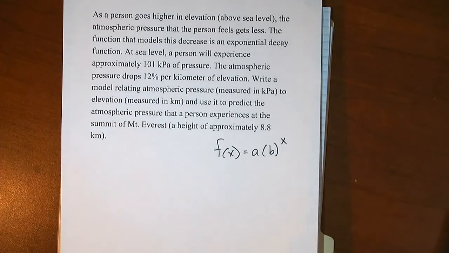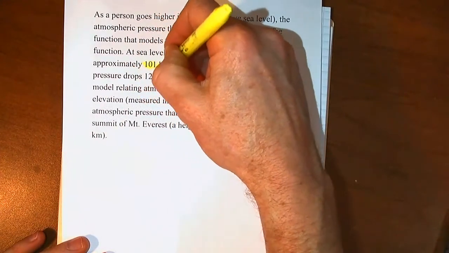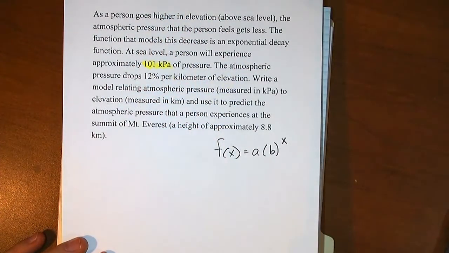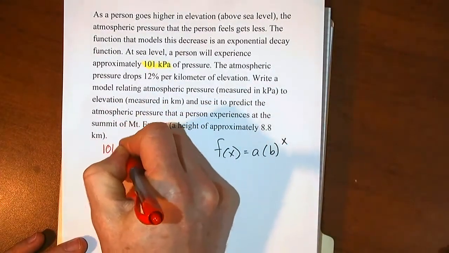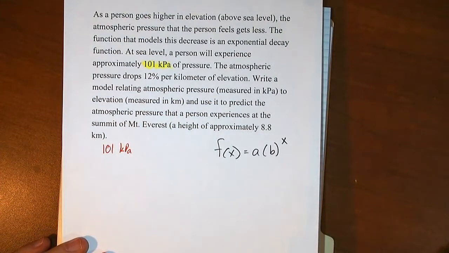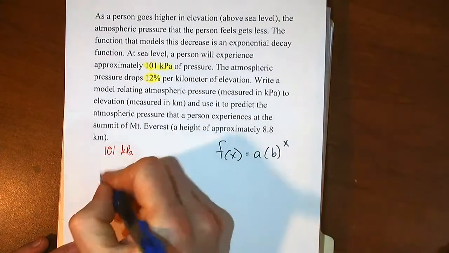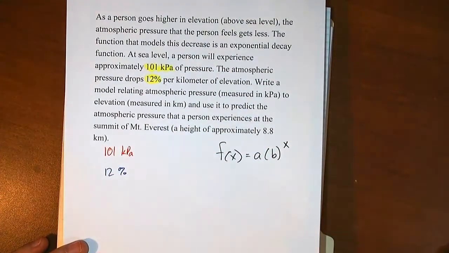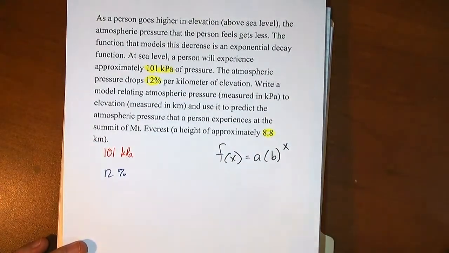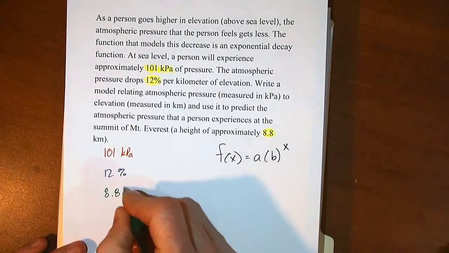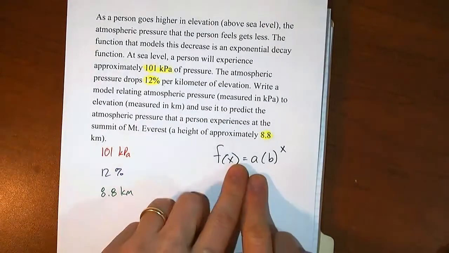And now I'm going to find the numbers in my problem to see what I can figure out. So I've got this 101 kilopascals. Okay, so that's a number that I'm going to use. I've got this 12%. And then I've got this approximately 8.8 kilometers. Okay, so let's think about how these three things might fit in.